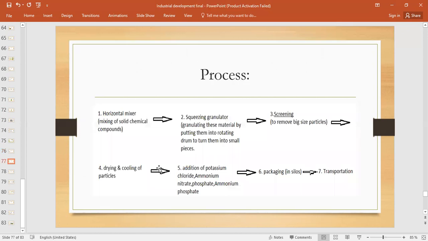Let's talk about the process, right? The process which is involved in the fertilizer industry, right? I have made this in order, so let's discuss it one by one. The process of making fertilizer, basically, is called the Haber-Bosch process, right? Let me discuss that. What is it?